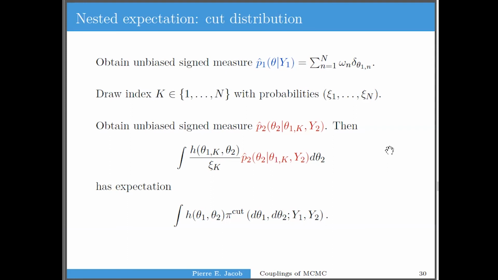So again, there's a lot of tuning when you do that, because you have to choose those lags and everything. But at the end of the day, if you get an unbiased estimator and you're reasonably happy with its cost and its variance, then you have a practical way of approximating this cut.